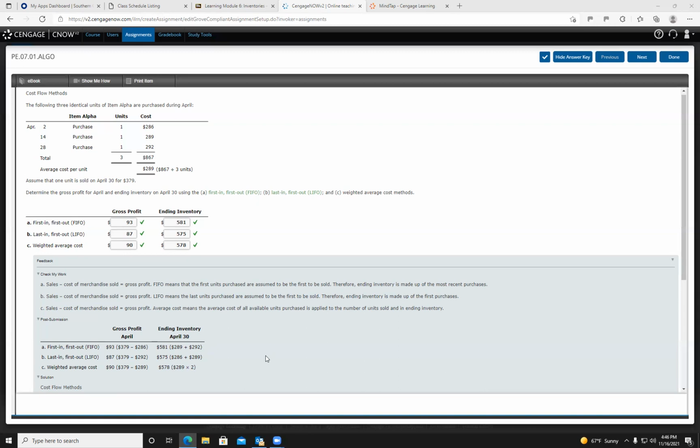So that's the first problem, and that's just kind of doing some basics to understand the 3 different cost flow methods. So let's move on to the next problem.